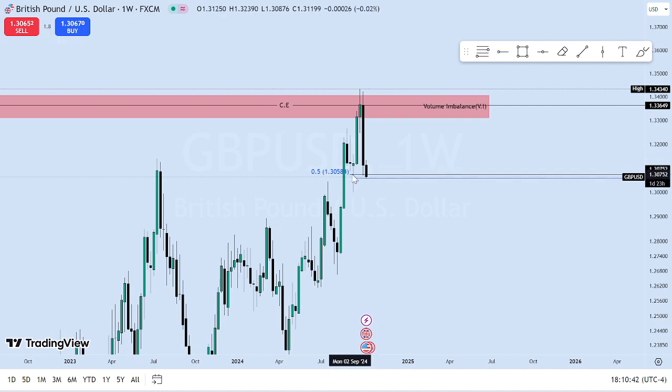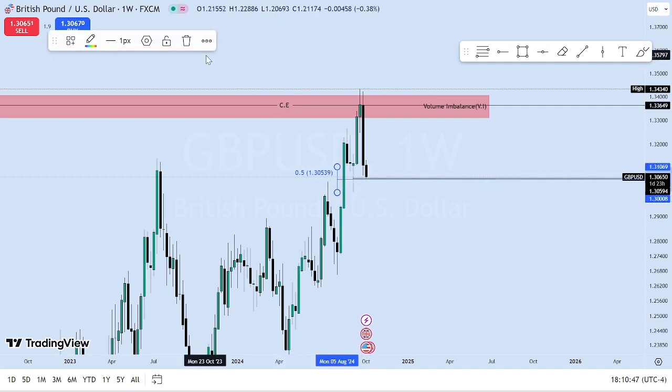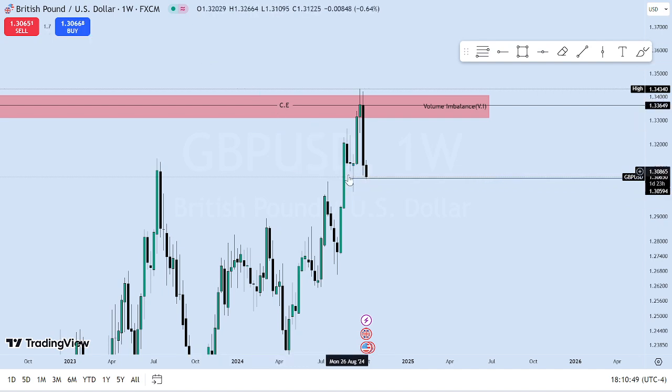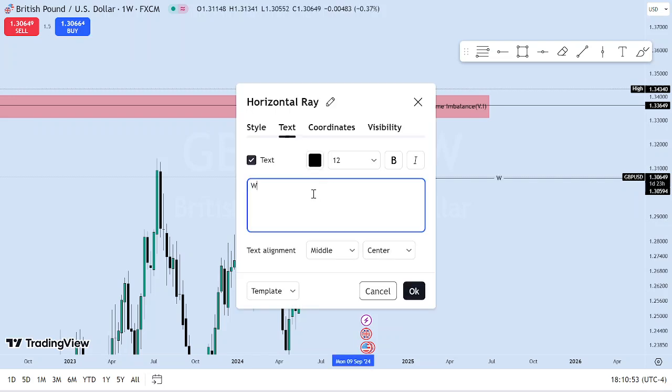We anchor the 50%, the half of the weekly wick, this week here, our weekly wick, 50%.